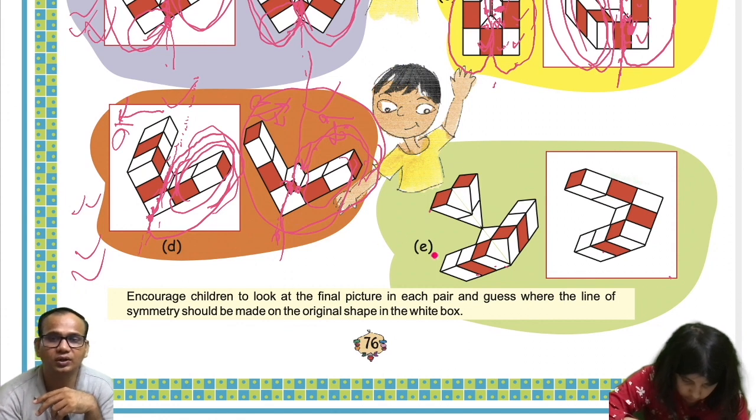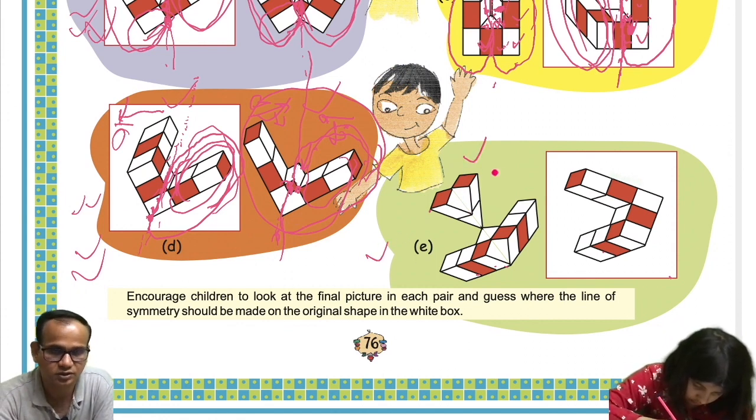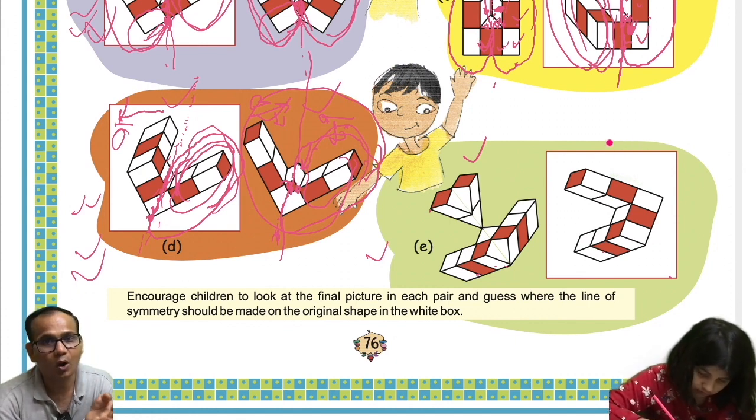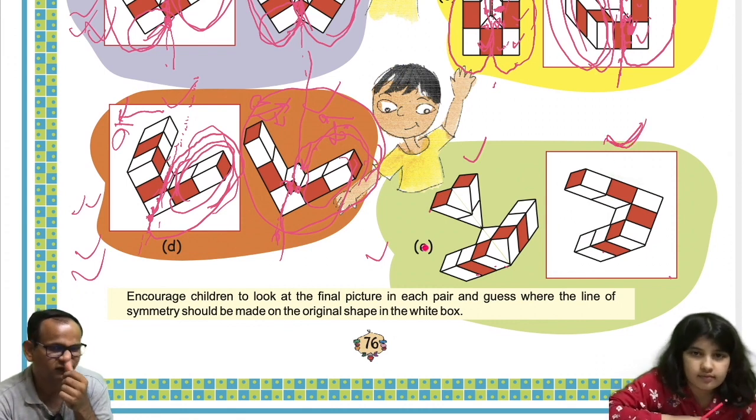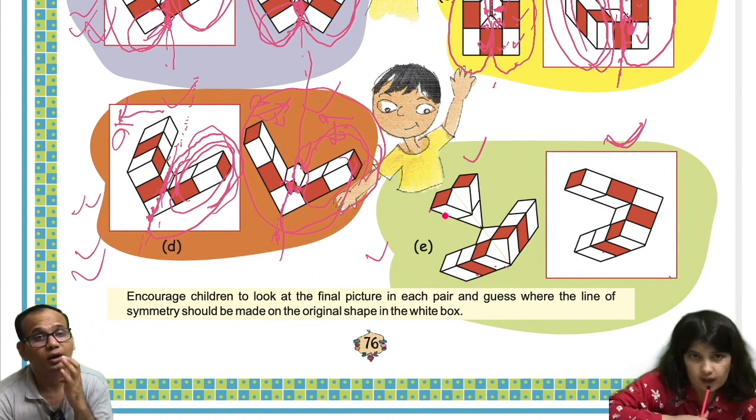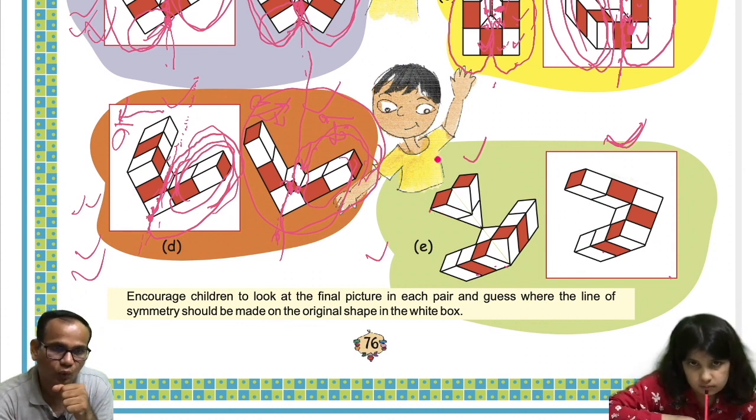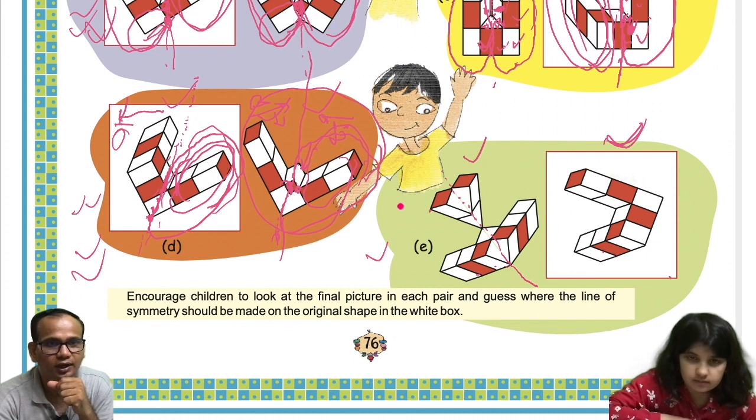So let's go to E. Now E also, this is the mirror image we have to create by keeping a mirror on a dotted line on this white box. So let's do it. First we have to divide this one into two equal halves. So how can we do it? Anybody can do it like this by seeing that these are two halves. So if you place a dotted line here, both are mirror images.